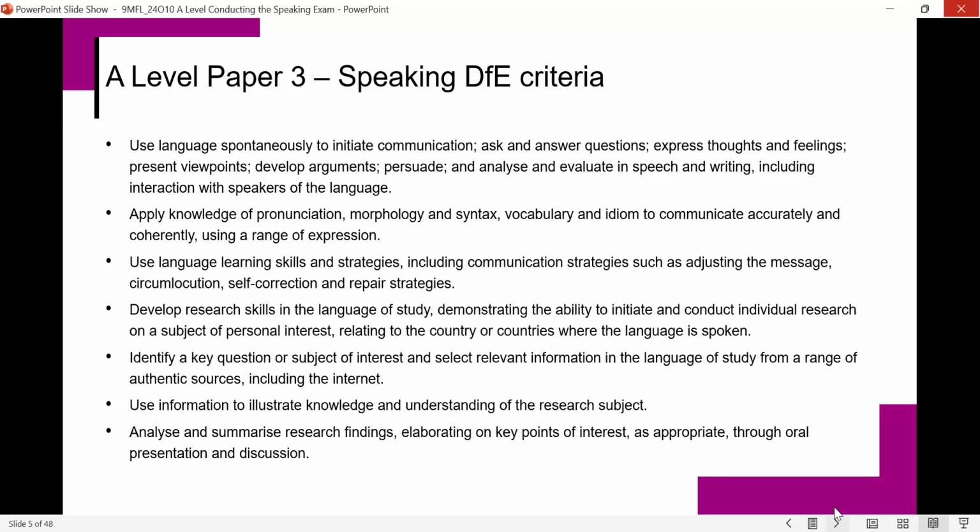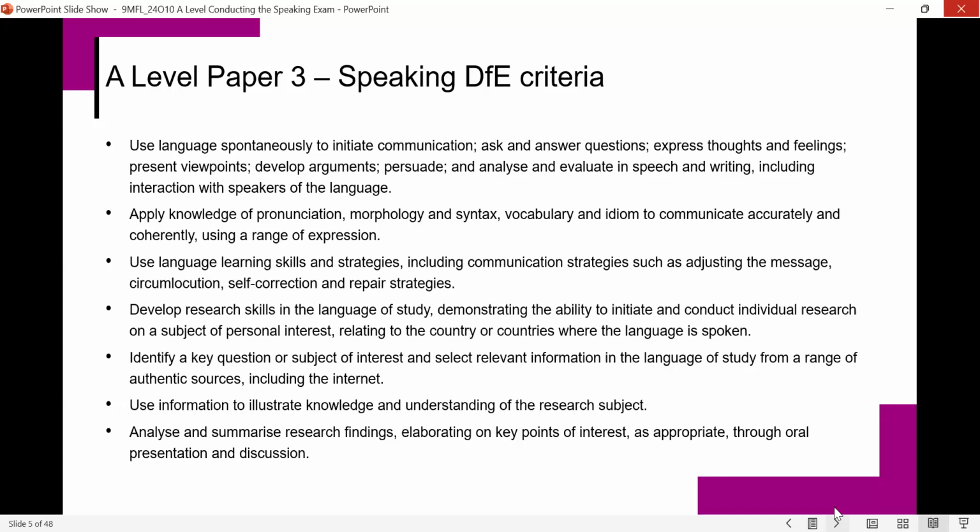So all of your students for A-level are expected to use language spontaneously to initiate communication. Keep an eye on that idea of initiate, because we will pick up on those things about interaction as we move through the presentation this afternoon. They're expected to ask as well as answer questions. We always expect them to answer questions, but they're also expected to ask questions. They're expected to express thoughts and feelings, present viewpoints, develop arguments, persuade, analyze, and evaluate in speech. And also that includes that sort of interaction with speakers of the language.